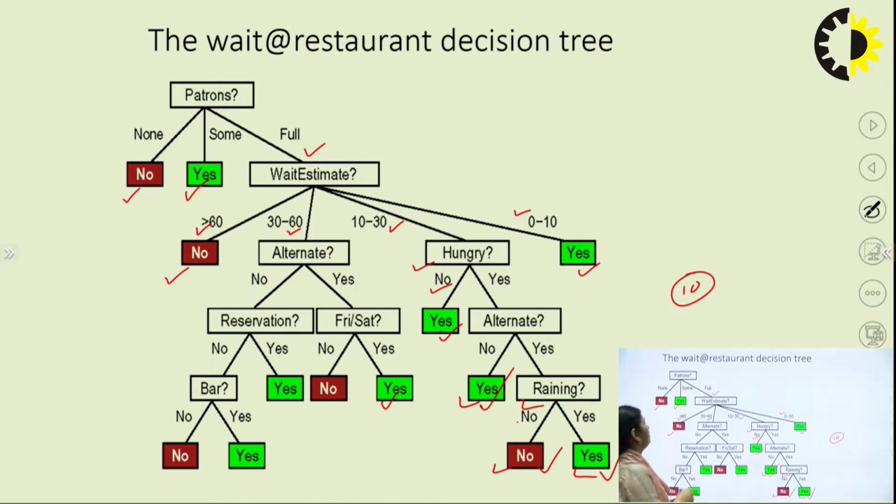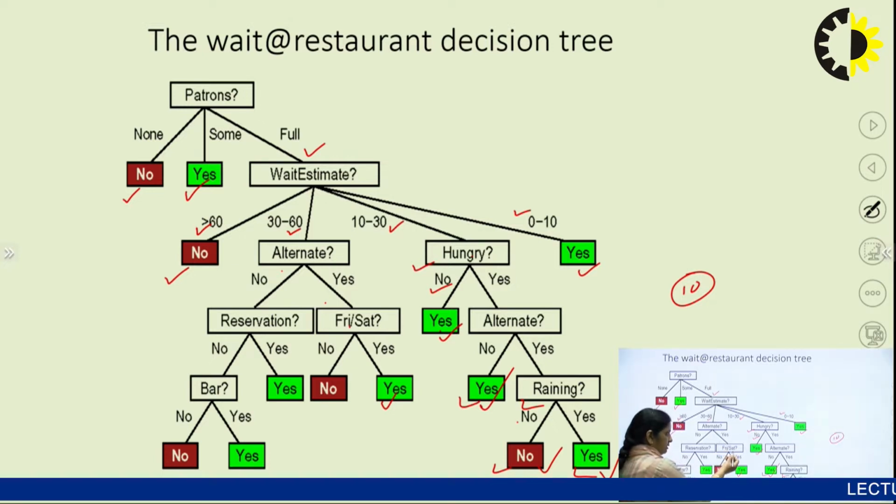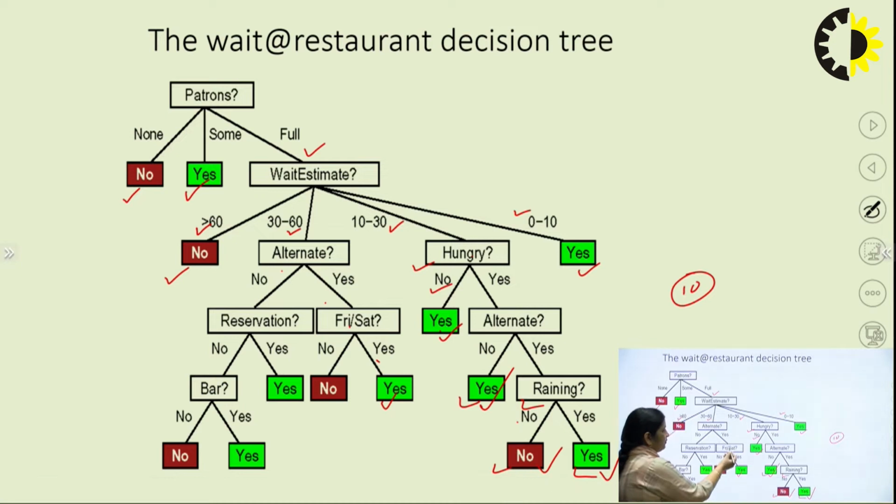Now, if we are taking 30 to 60 minutes, it means we have to wait at least half an hour and it may go up to 1 hour. So we will check for some alternate. Alternate can be yes, meaning there may be some alternate, or there may not be. If there is some alternate, we will check, is it weekend? Friday or Saturday? Yes. If it is weekend, then it is better to wait for the restaurant, because the alternate may also be full. And if it is no, if it is a weekday, then we will not wait, we will go for the alternate. Now, if there is no alternate, we will check for the reservation.